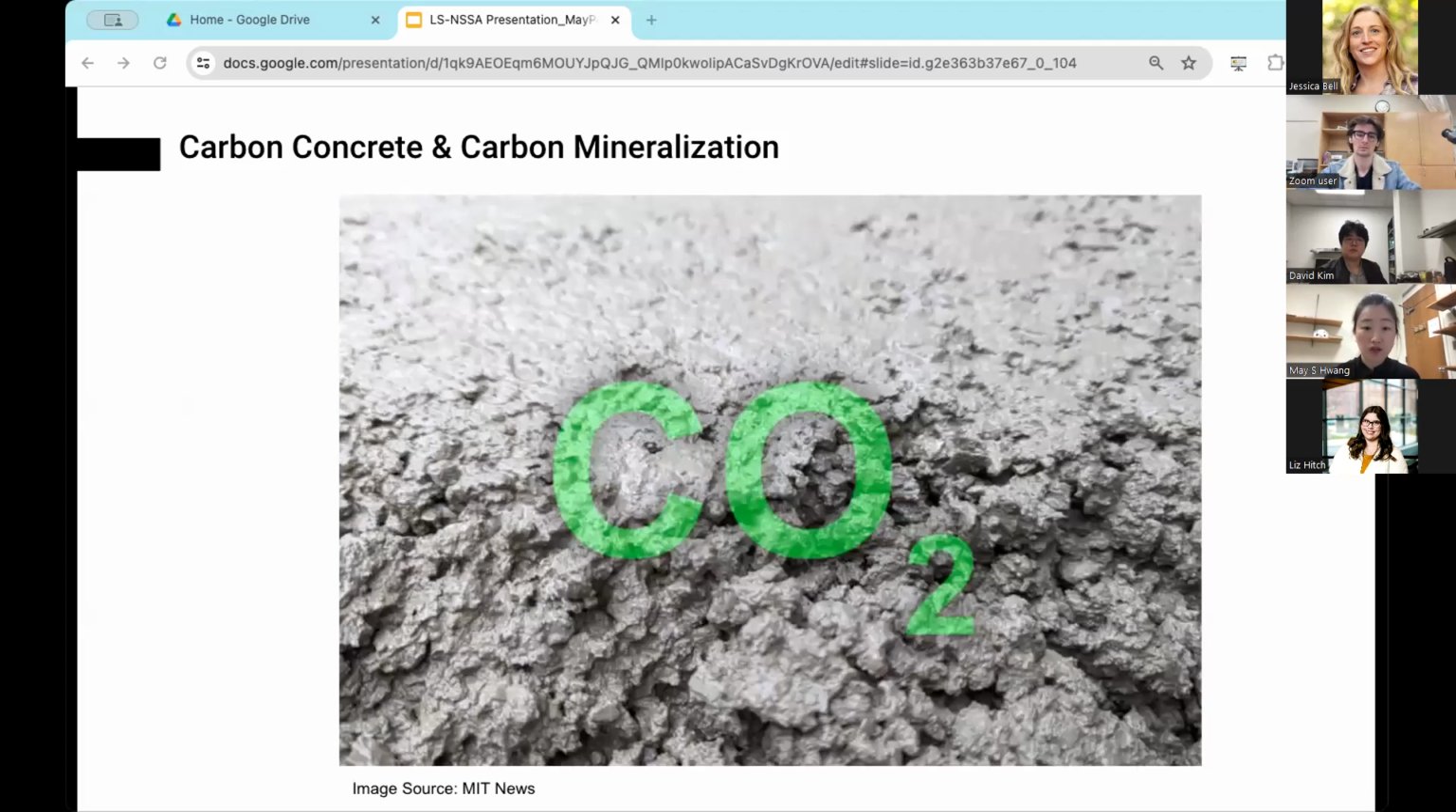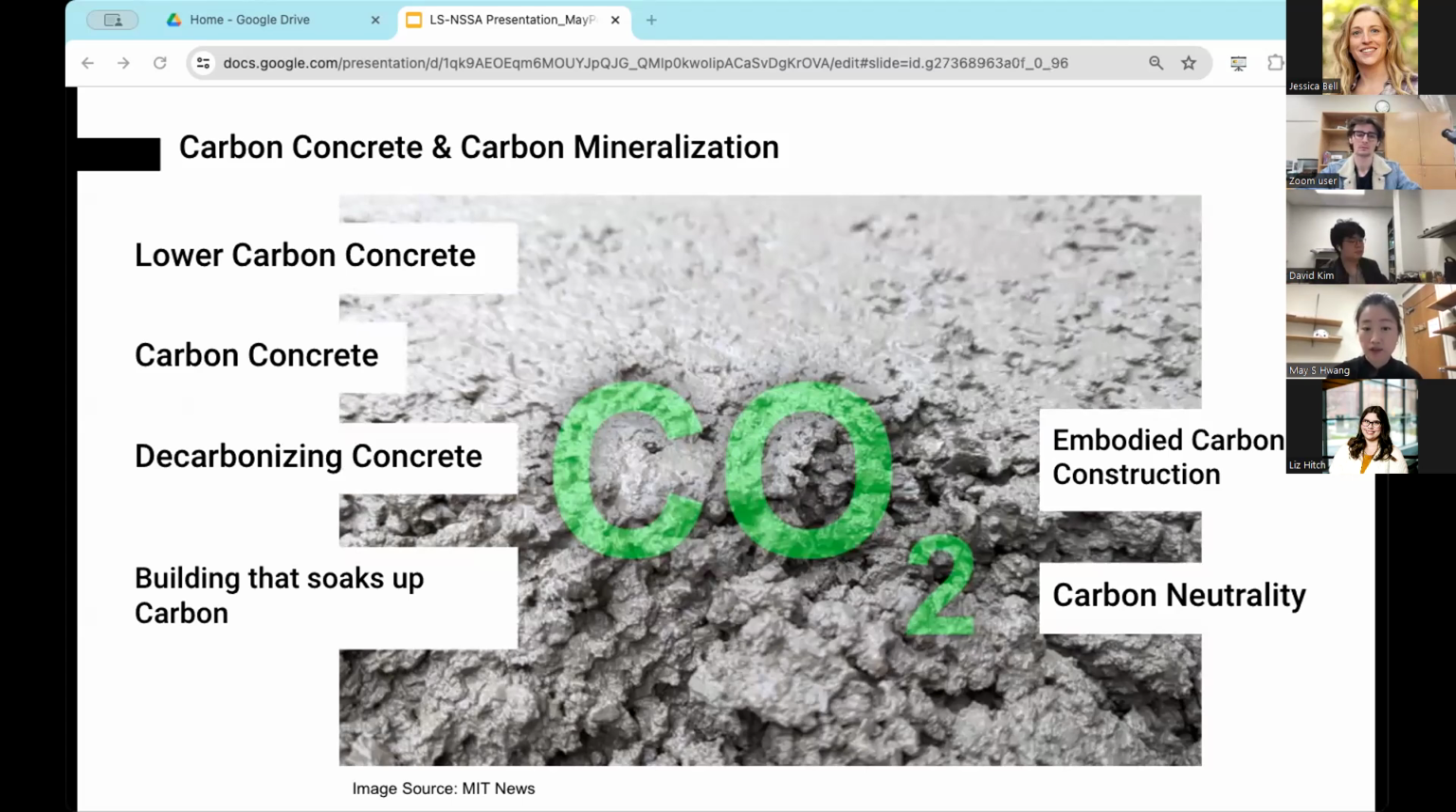So then what is carbon capturing concrete? Carbon concrete can be used in multiple other terms. The terms that you see here are all interchangeable to some extent: carbon concrete, lower carbon concrete, decarbonizing concrete, buildings that soak up carbon, embodied carbon in construction, carbon neutrality. They're all terms that you would start to see once you dive into this project.